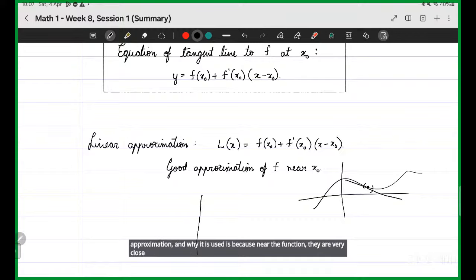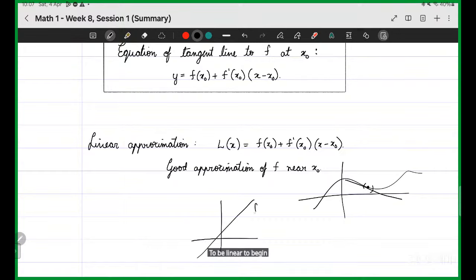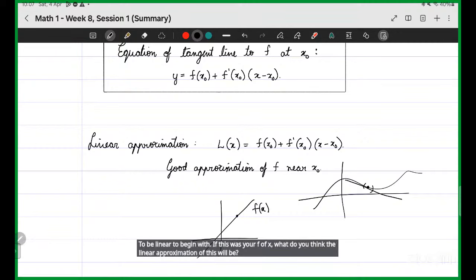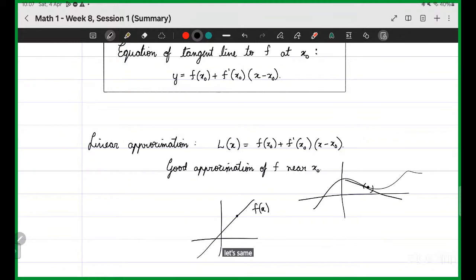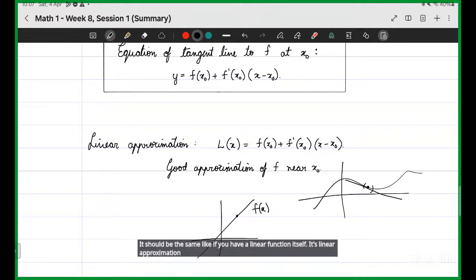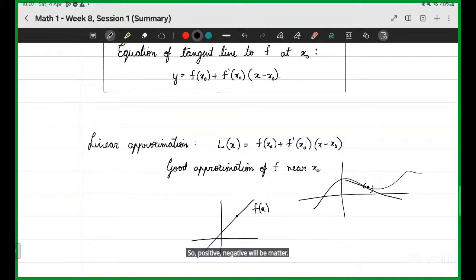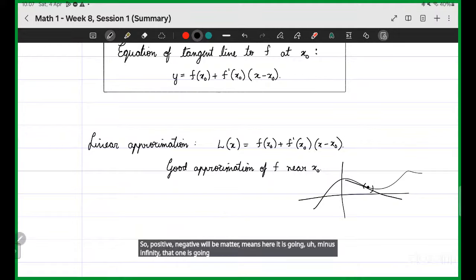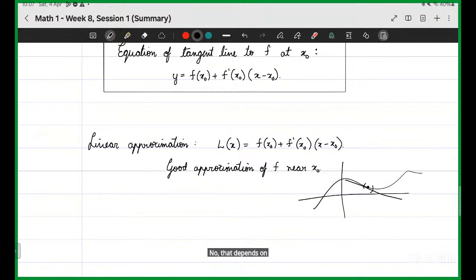And if you have the function to be linear to begin with, if this was your f of x, what do you think the linear approximation of this will be? That same line f of x. It should be the same line. If you have a linear function itself, its linear approximation will be itself. So positive, negative will matter? Means here it is going to minus infinity, that one is going to positive infinity. No, that depends on what the value of f prime x is.